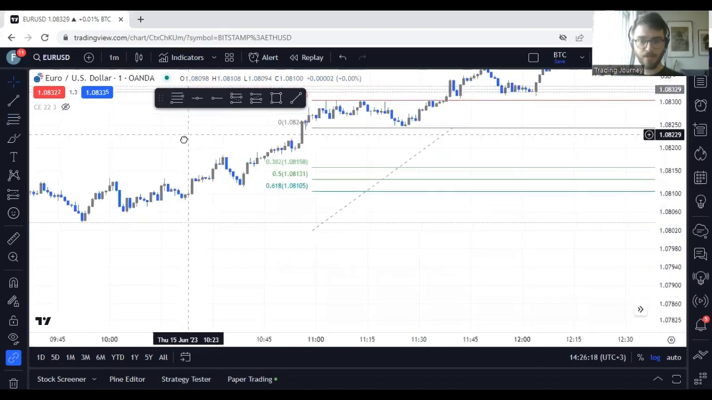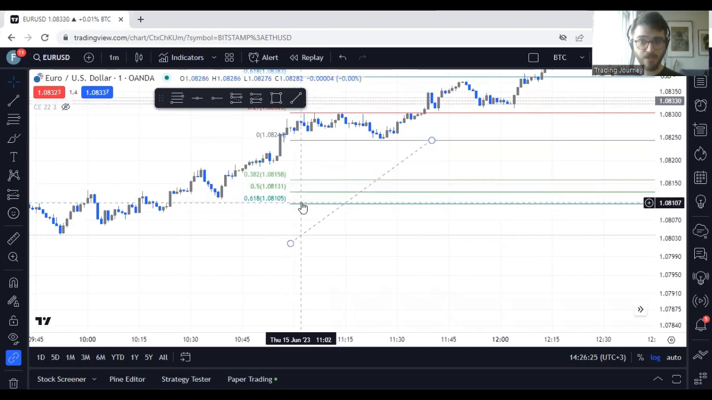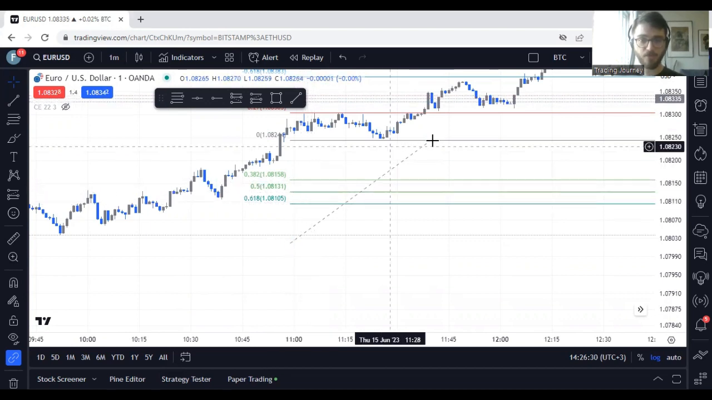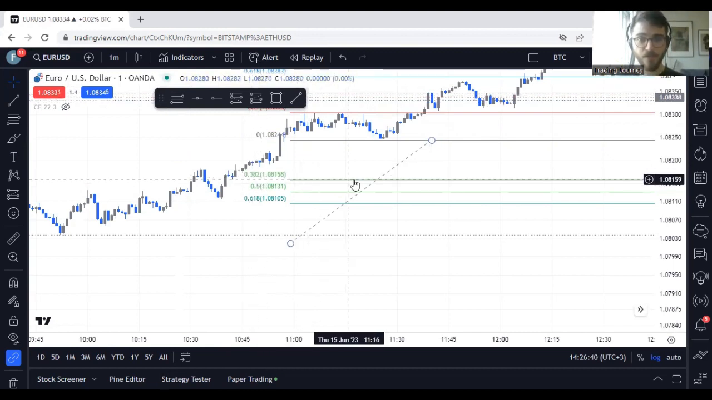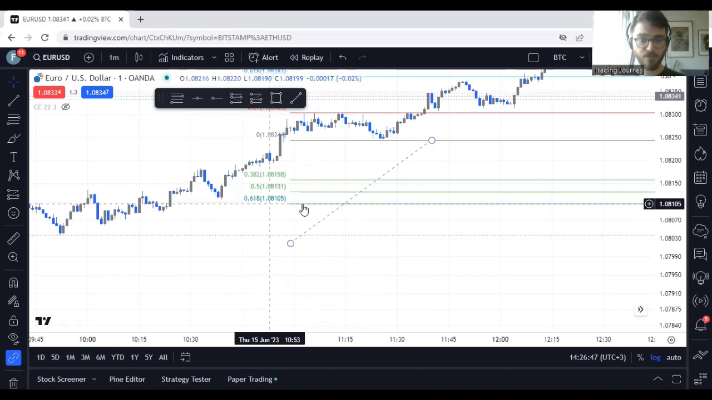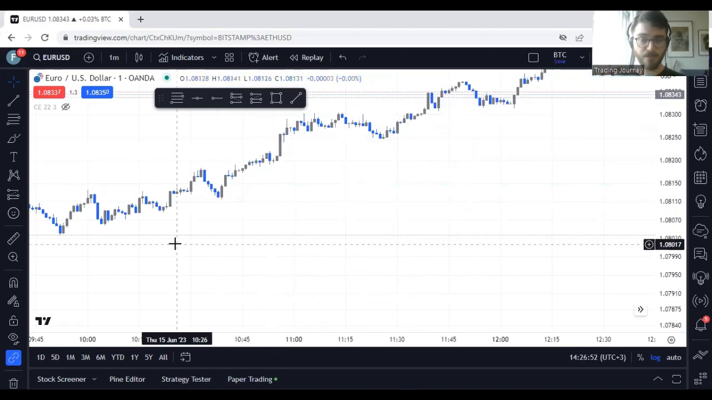So the way that this tool works is that you have some extension levels. These are based on mathematical levels from the mathematician Fibonacci. Those are numbers that are basically proportions of a movement. So the whole movement is 1, and then 0.382 is the first level, which is about a third of the movement. 0.5, of course, is half of the movement, and then 0.61 is the most interesting.